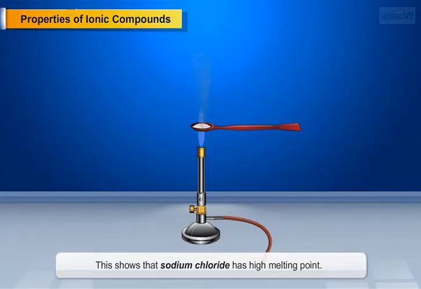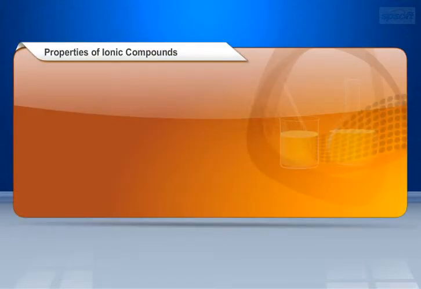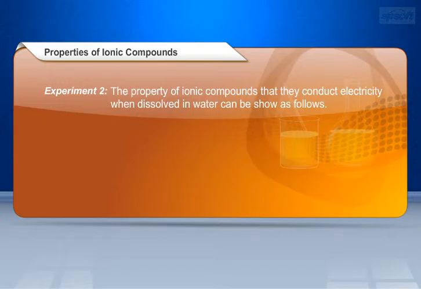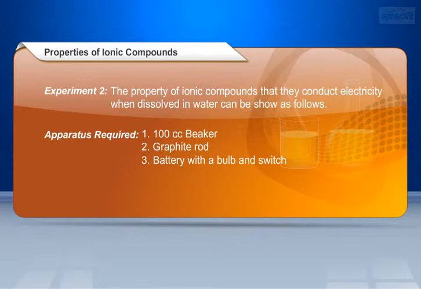Let us do another experiment to understand the property of ionic compounds. The experiment is to test the property of ionic compounds, that they conduct electricity when dissolved in water, and also testing the conductivity of a salt solution. To do this experiment we need the following apparatus: 100 cc beaker, graphite rod, and battery with a bulb and switch. The chemicals required are salt solution, that is sodium chloride. Let us do the experiment now.